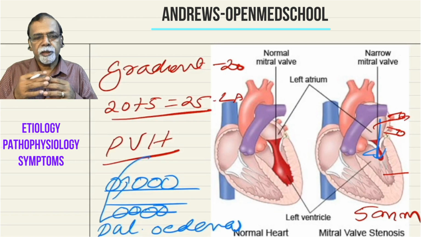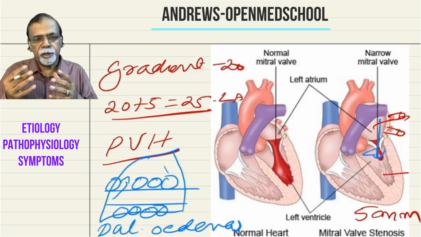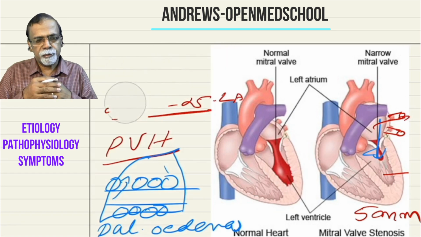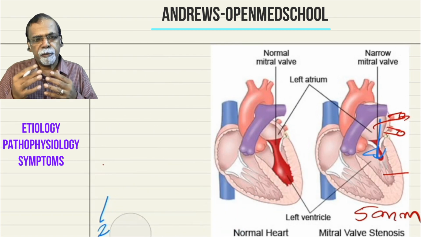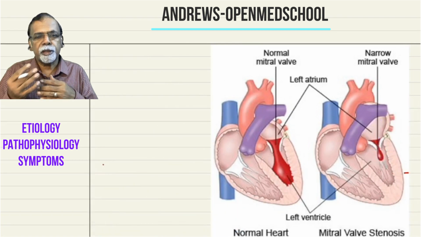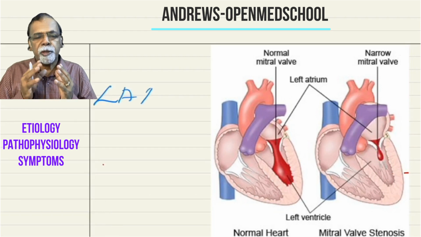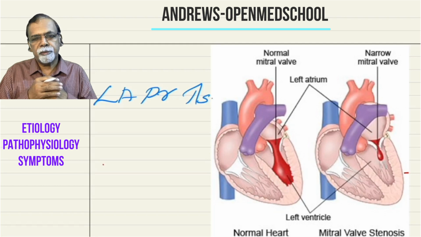The work of breathing increases. The receptors are activated, the J receptors. All this will lead on to feeling of breathlessness. In addition, there can be hypoxemia that can stimulate the chemoreceptors also. So the fundamental problem in mitral stenosis is development of a rise in left atrial pressure.